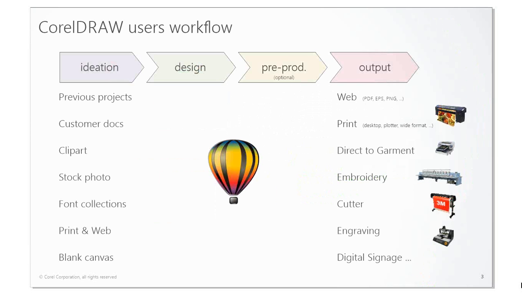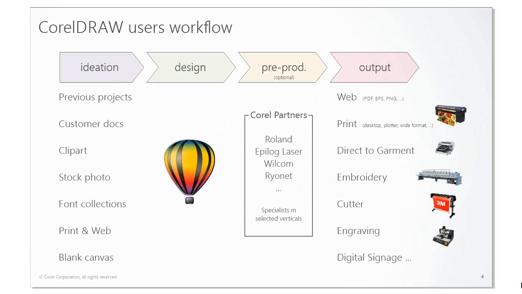You'll then do the design and the pre-production, sometimes in CorelDRAW, to then be able to output to any medium. For certain mediums such as direct-to-garment, embroidery, or even supporting wide format printers and cutters, we're making sure that these work fantastically well for you by working closely with some of our partners. For example, we're including the latest Roland palettes in this release of CorelDRAW Graphics Suite X7, so that you can print directly with the cut control line and those types of things.